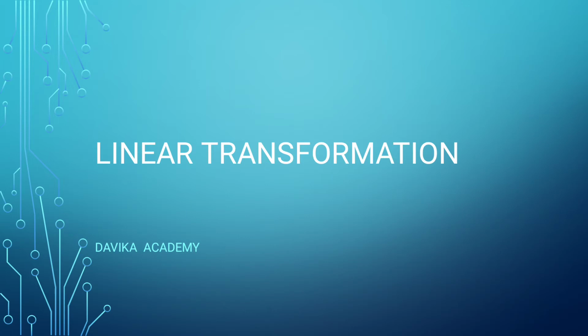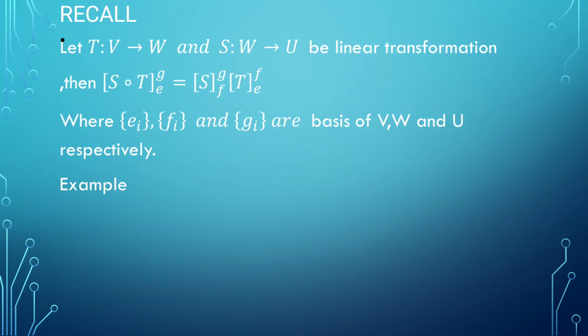Remember this linear transformation. So we start with this: if you have a transformation T mapping V to W and S mapping W to U, those being linear transformations, then if we change the basis of ST from basis E to G, it's like breaking S and T in this form respectively.